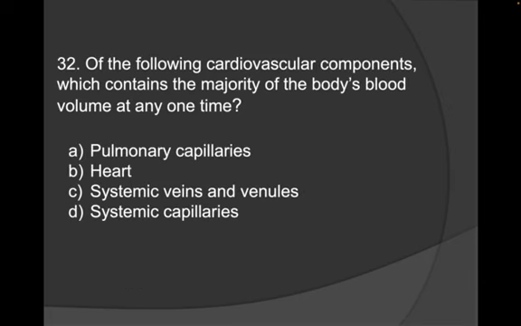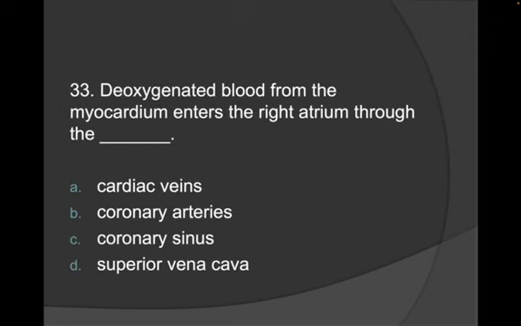Of the following cardiovascular components, which contains the majority of the body's blood volume at any one time? Systemic veins and venules. Why? Because veins are the reservoirs of blood. 60% of blood is reserved in veins.